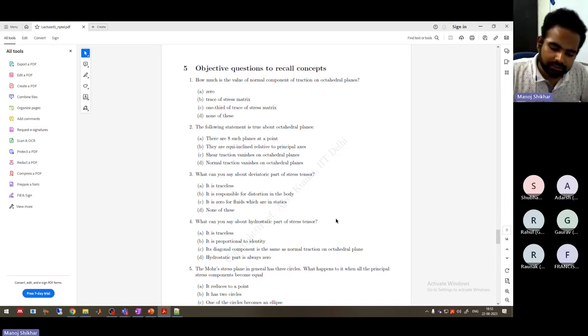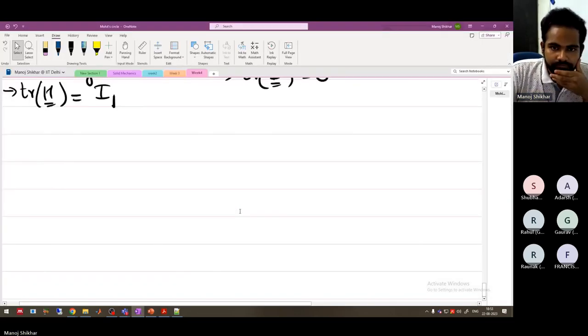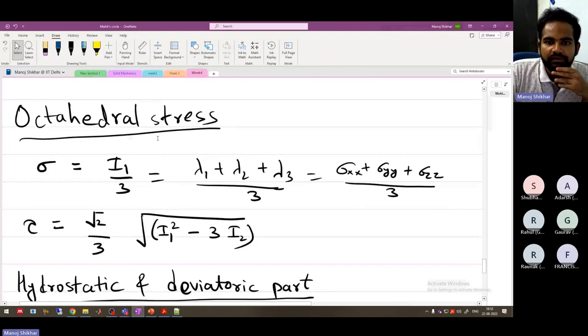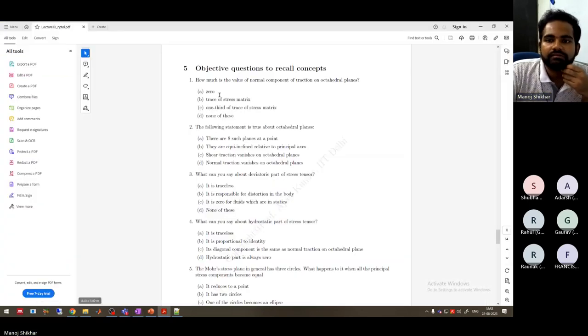So the first question is, how much is the value of the normal component of traction on an octahedral plane? We have seen that the value is I1 by 3. So 1/3 of the trace of the stress matrix is the answer.